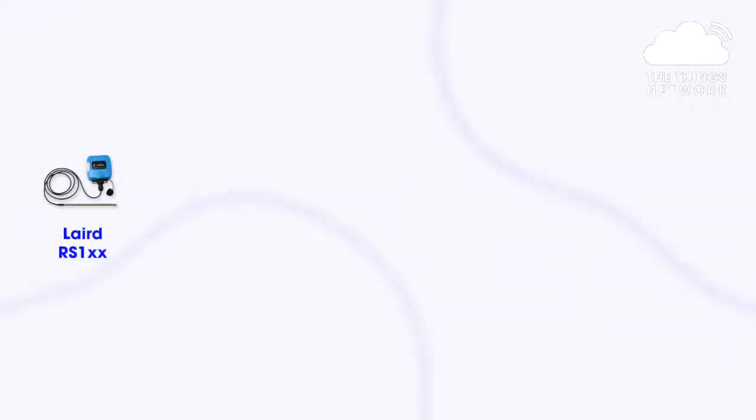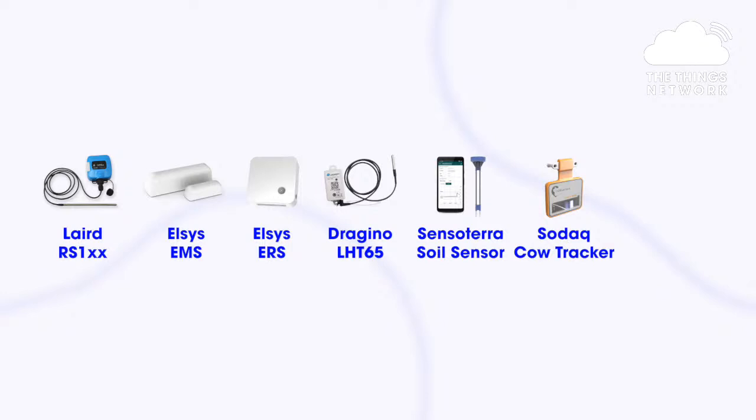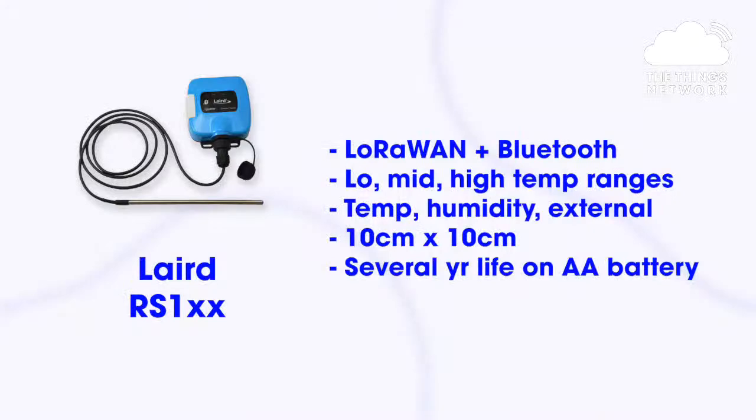So today we're going to talk about a couple of devices: the Laird Centrius RS1, the temperature sensor, the Elsys EMS sensor, the Elsys ERS CO2, I believe. We have the Dragino LHT65, a Sensatera soil sensor, the Codec cow tracker, and then an Eltron water meter. We'll go through all these devices one at a time, and Rish will share some of the cool use cases for the devices. Let's start with the Laird Centrius RS1.